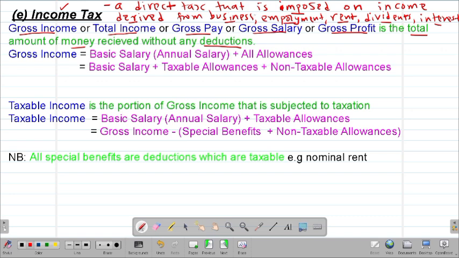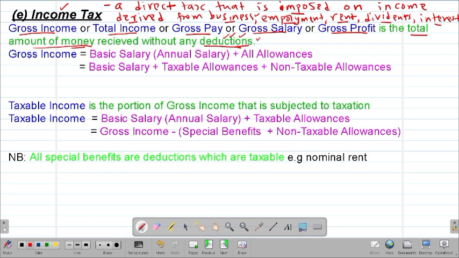So for example, for the case of a business, whenever we consider the amount of business that is being generated from the daily operations without any deductions, then that is what we are calling the gross income or the total income. For the case of an employee, we can talk of the basic salary plus all the allowances that that particular employee is receiving. That is without reducing any deductions from that particular earning or income. So gross income or total income, also called the gross pay, gross salary, or gross profit, is simply the total amount of money received by an individual or a business without any given deductions.